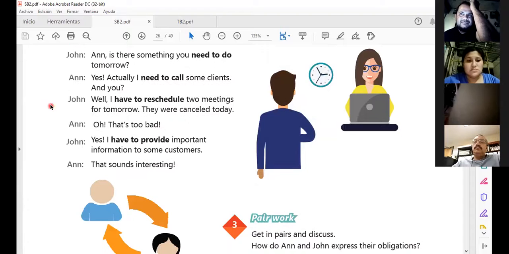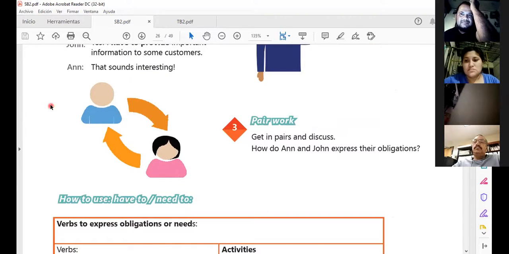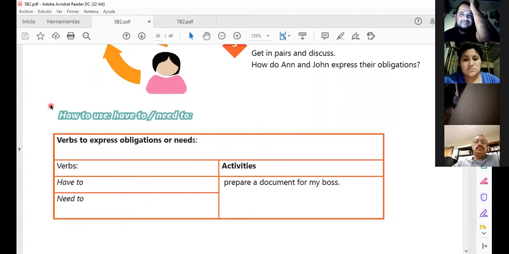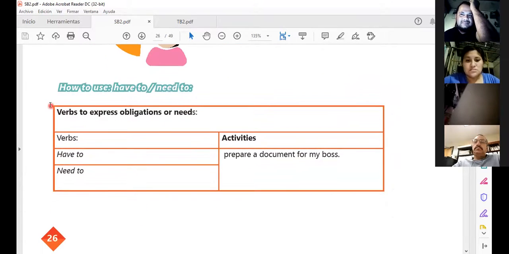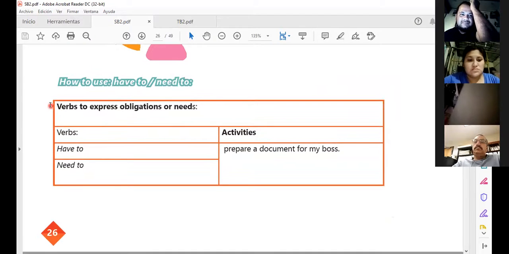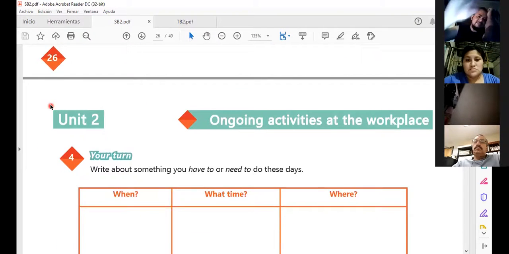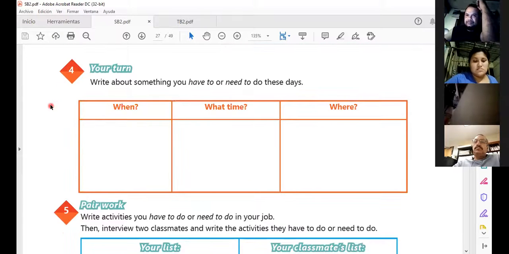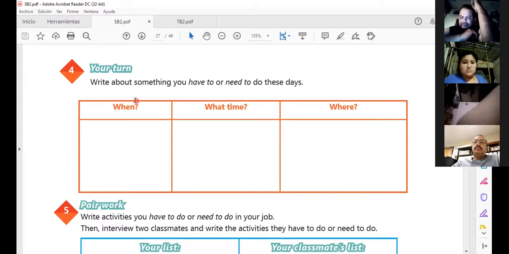So let's see. Ya vamos a ir otra vez a los breakout rooms. And what are we going to do? Vaya, acá ustedes pueden ver lo que es el have to y el need to, cómo se usan, ¿verdad? Y luego tenemos acá estas actividades que son las que vamos a trabajar. It says, write about something you have to or need to do these days. Lo primero que vamos a hacer es escribir algo que ustedes tienen que o necesitan hacer estos días.